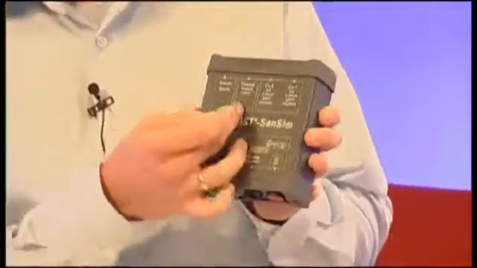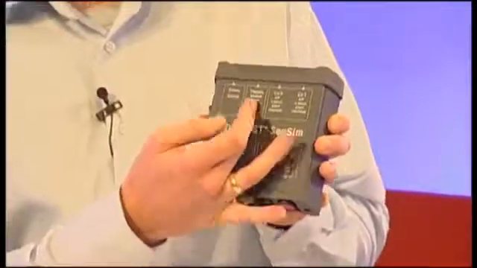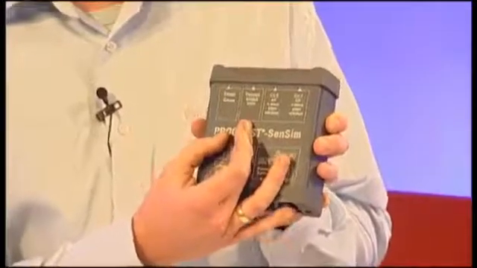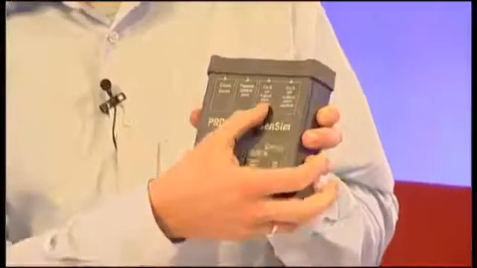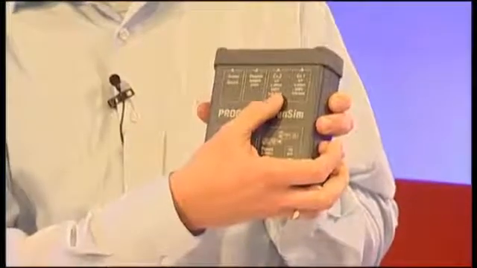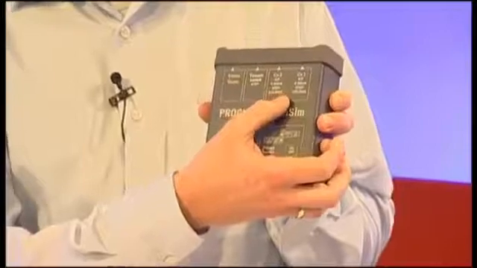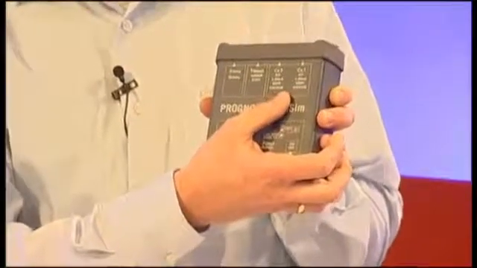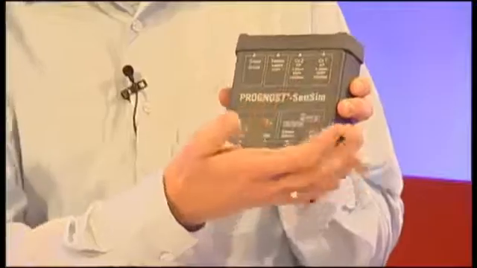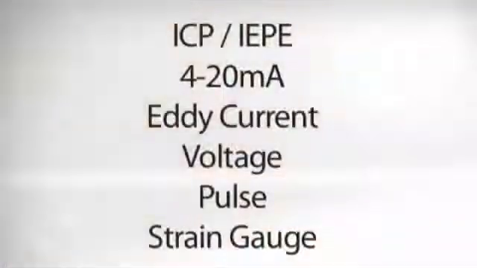So we have a trigger sensor to which all other dynamic signals are referenced. We have on channel 1 and 2 the 4 to 20 milliamp, which is frequently used for pressure signals, ICP or IEPE, typically used for vibration sensors, as well as eddy current. We simulate proximity, peak to peak, voltage, pulse, and even strain gauge simulation is possible.